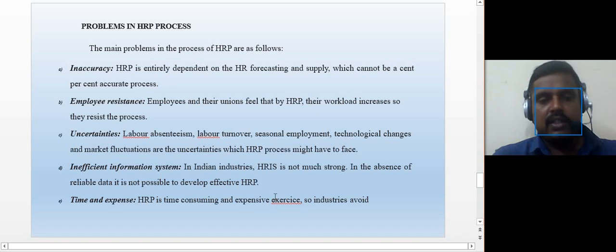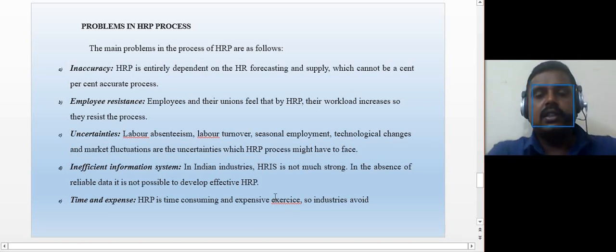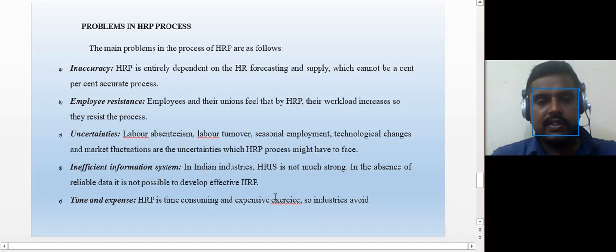And the second thing is employee resistance. Employees and their unions feel that with human resource planning their workload increases, so they resist the process. And uncertainties. Labor absenteeism is quite natural. Employee turnover is quite natural. We are not able to control it. And seasonal employment also affects the human resource planning process, because some contract laborers are there, some people are appointed on a permanent basis, and some people are appointed on a temporary basis.